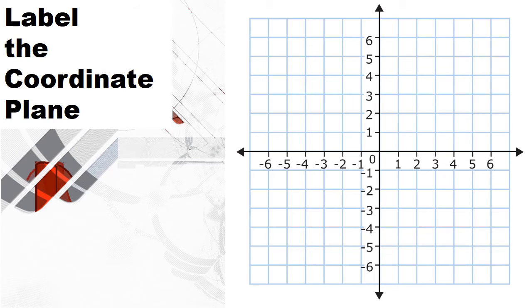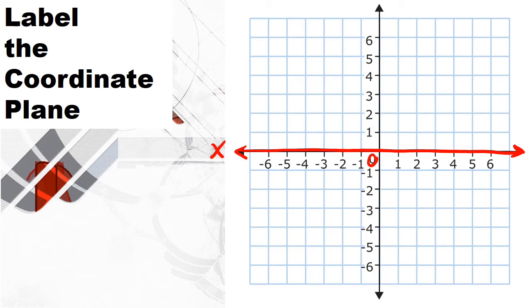So we notice first off, let's talk about the line that is going horizontal, or left to right. We call this the x-axis. This x-axis is a horizontal number line. It starts at 0, and it has our positive numbers going to the right and our negative numbers going to the left.